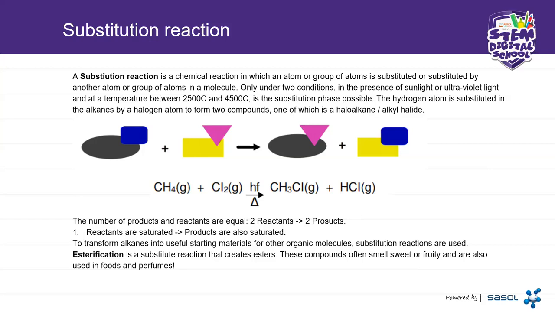And then to transform alkanes into useful starting materials for other organic molecules, substitution reactions are used, okay? So esterification is a substitution reaction that creates esters. Which means esterification is also part of our substitution reaction, but in this case, we are creating esters. Remember, esters have COO, it's got double O's and another O bond. So these compounds often smell sweet or fruity, or are also used in foods or perfume.